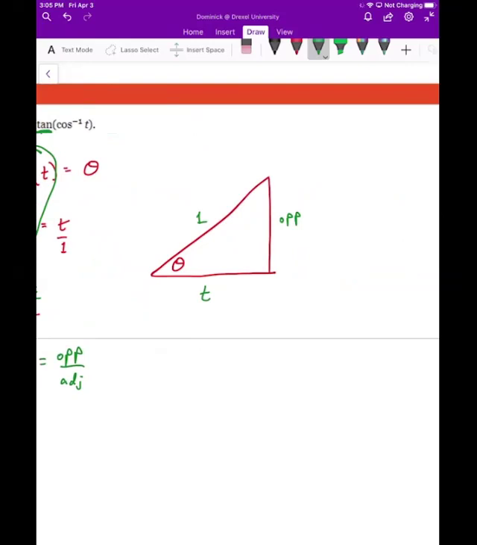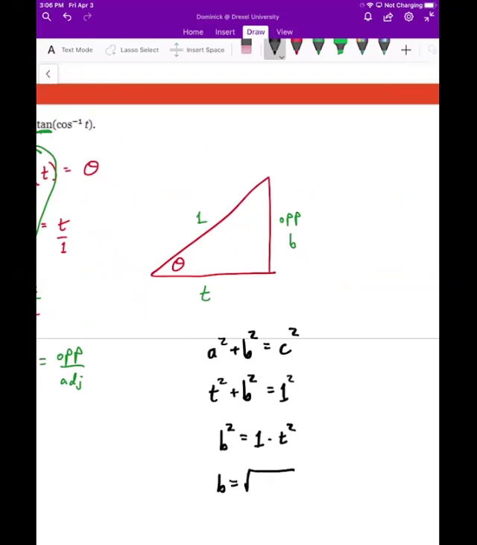But if we're missing a side, if I call this b, then we know that a squared plus b squared is c squared again. In this case, we could say that t squared plus b squared is equal to 1 squared, which is just 1. So then b squared is 1 minus t squared. So then b is the square root of 1 minus t squared, and that's my opposite side.